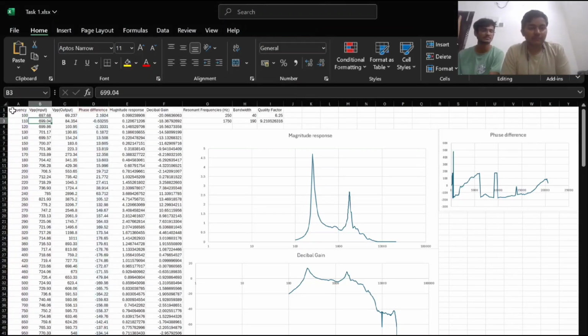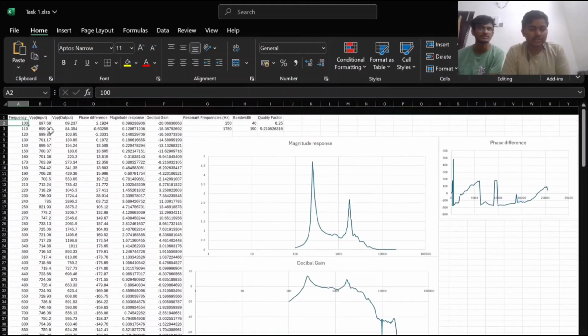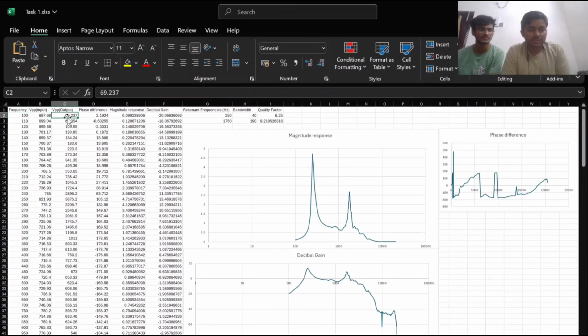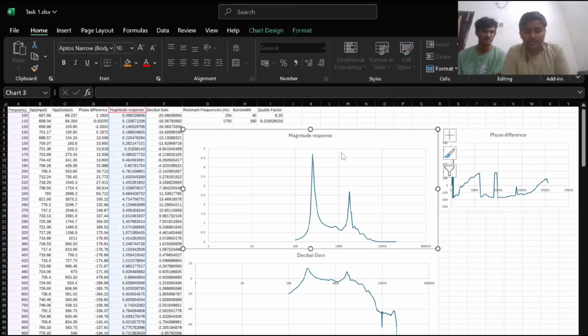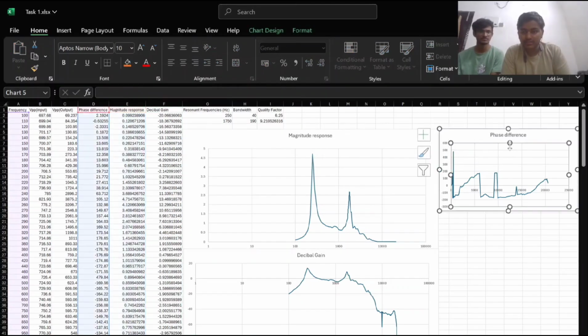These are the readings that we have obtained from the experiment. We have gone from frequency 100 Hz to 20 kilohertz. The input and output voltages are in millivolts. This column is for the magnitude response, which is V output upon V input, and this column is for the decibel gain. These are the graphs that we have obtained. This is the magnitude response graph, and this is the phase response.